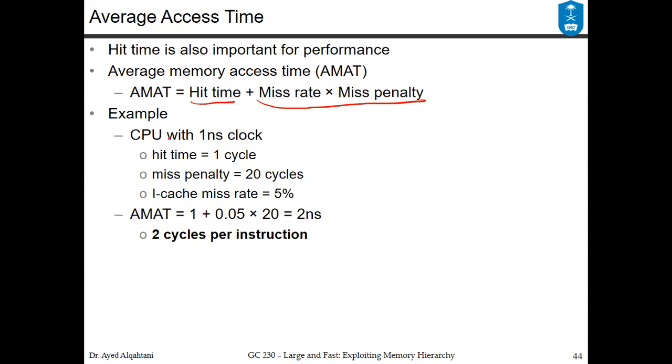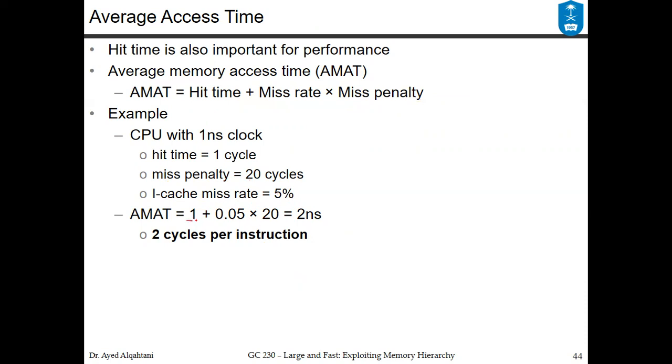And this is a quick example. If you have a CPU with 1 nanosecond clock, the hit time is 1 cycle. And usually this is the case. If it is a hit, you take 1 cycle to get the information, that's it. If you have the miss penalty 20 cycles, and the miss rate for the instruction cache is 5%, then the AMAT is equal to 1, which is the hit time, which is 1 nanosecond, plus the 0.05, which is the 5%, times 20 cycles.